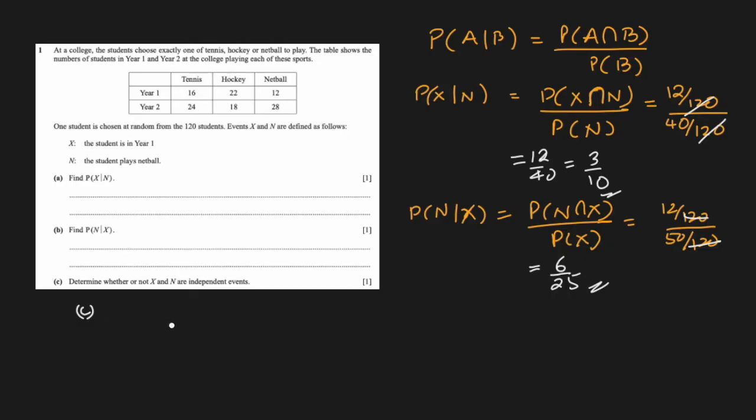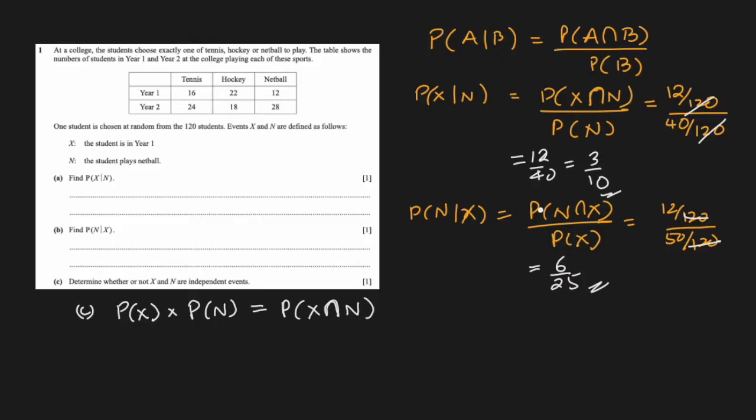Let's look at the C part. Determine whether X and N are independent events. The two events X and N are independent if the probability of X multiplied by the probability of N is equal to the probability of X intersection N. That means there is nothing common between them, so there is nothing which will be subtracted from this probability. That's why it is like this.